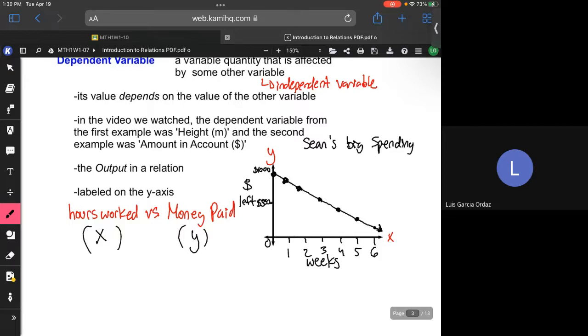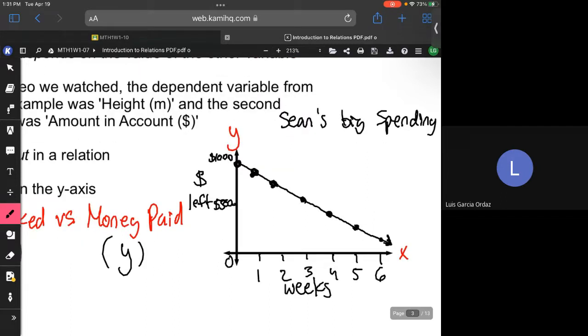Okay. And you can actually come up with a linear equation for this. If I were to describe this in words, I would say Sean starts with $1,000 and he spends, let's say, $50 every week. And this would be represented by the graph. So that's how Sean's spending would look. So this is going to be a negative correlation. So I'm going to zoom out.